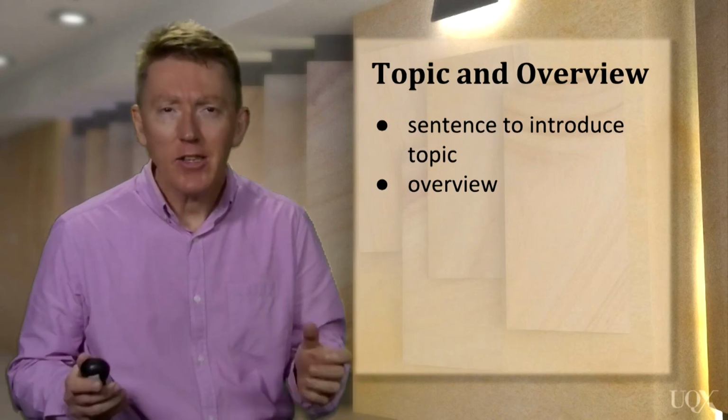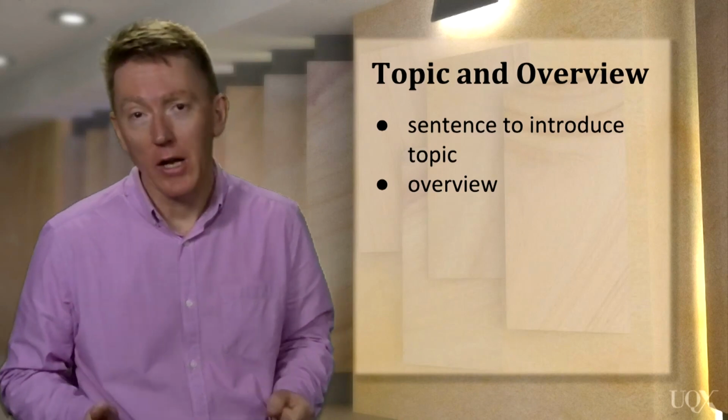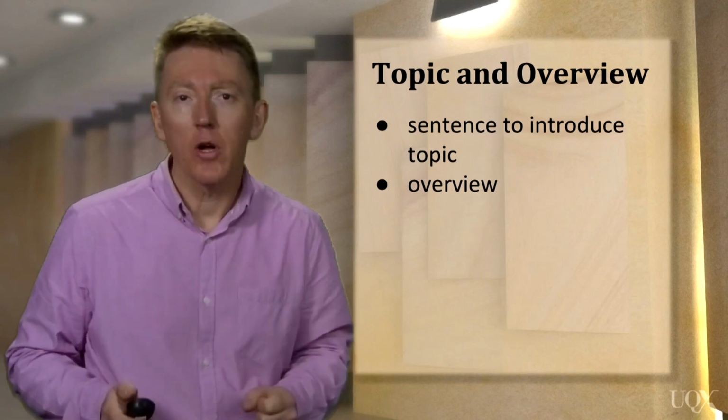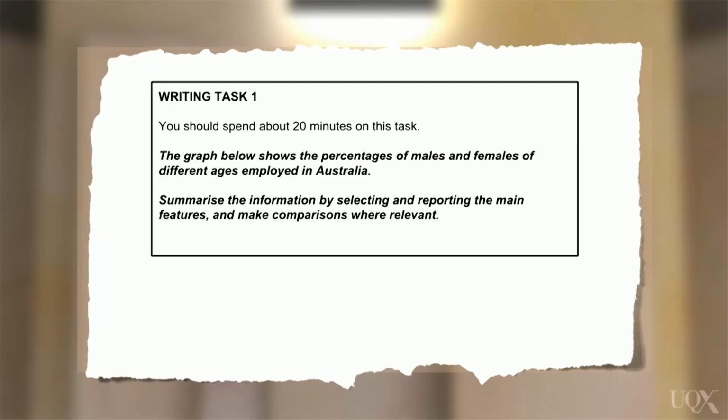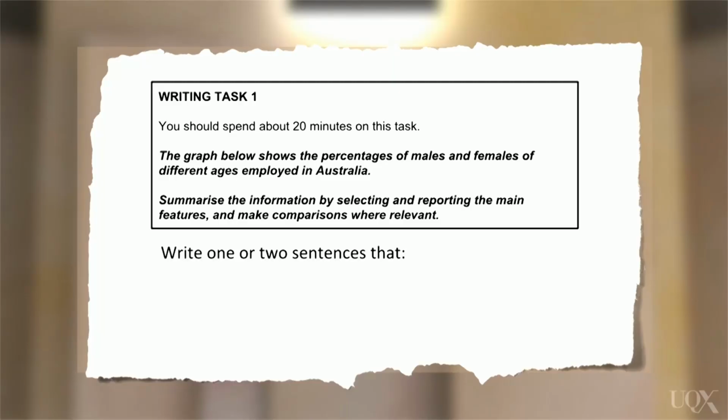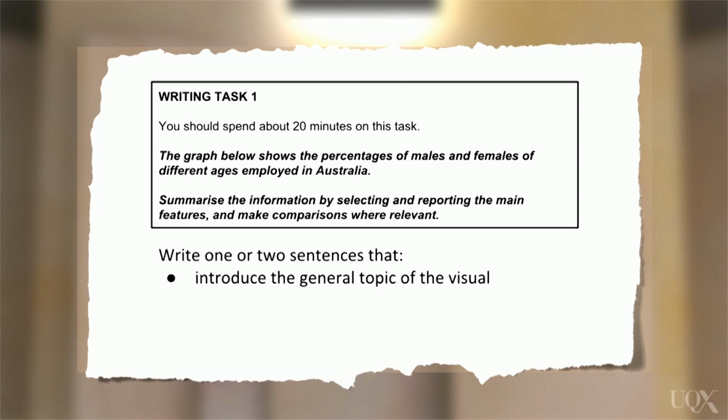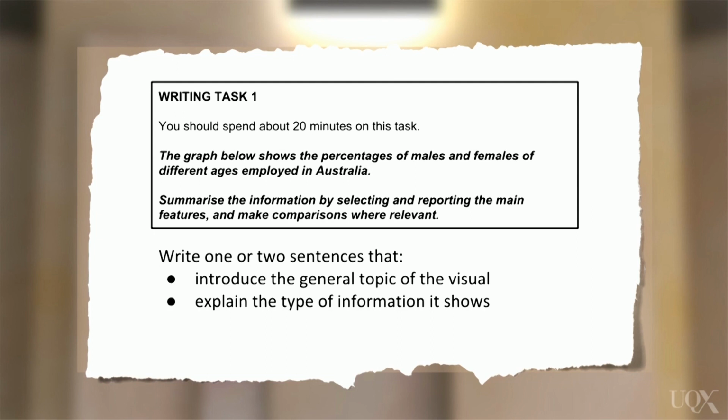First of all, let's focus on how to begin your answer. Let's take a look at an example Task 1 question. To begin your answer, you need to write one or two sentences that introduce the general topic of the visual and explain the type of information that it shows.